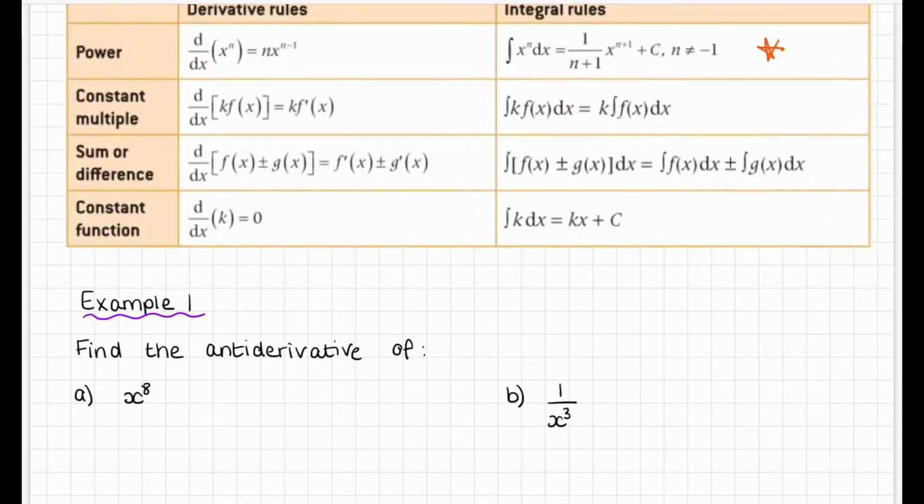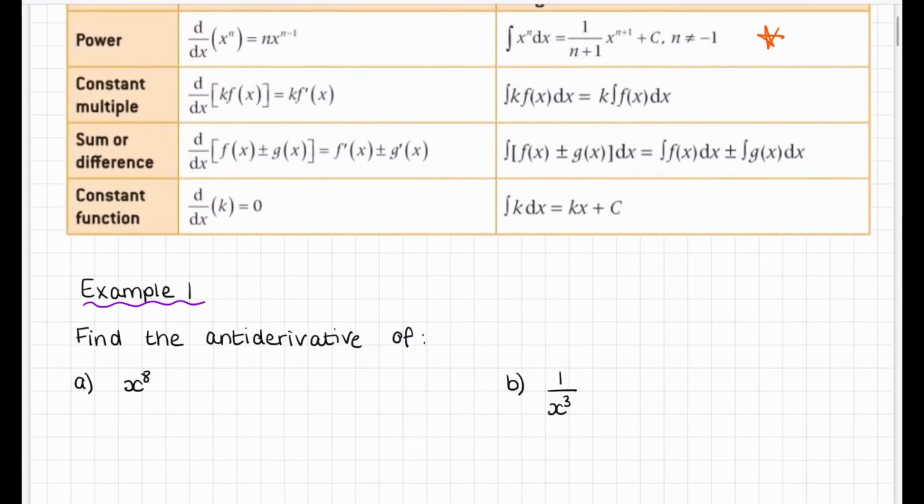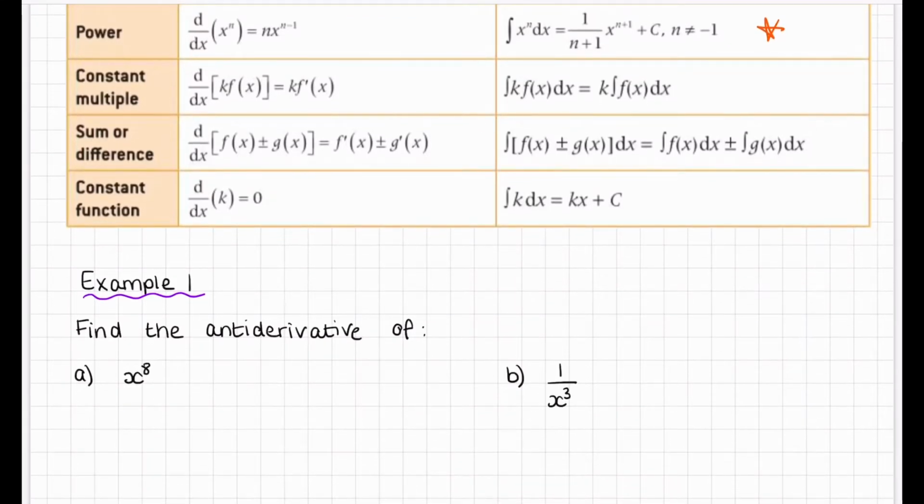This first one, we've got the antiderivative of x to the power of 8. So we're going to use that first rule there that I've starred. If we wanted to write it in integral notation to start with, we can do the integral of x to the power of 8 dx. That's saying we want to find the integral of x to the power of 8 with respect to x.